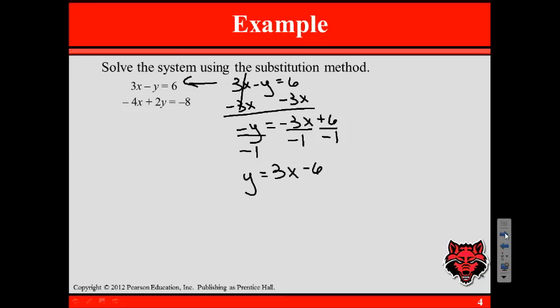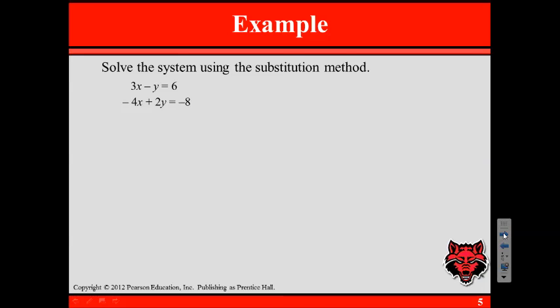At this point, we would want to take the expression 3x minus 6 and put it in place of our y variable in the equation that we haven't yet used. Let's do that on the next slide. That would give us, remember, y equals 3x minus 6. Plugging into the second equation gives us negative 4x plus 2 times 3x minus 6 equals negative 8.